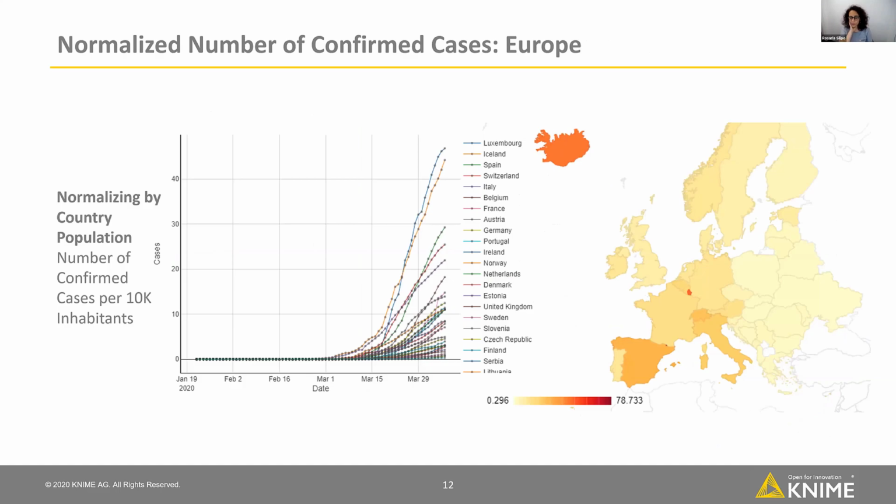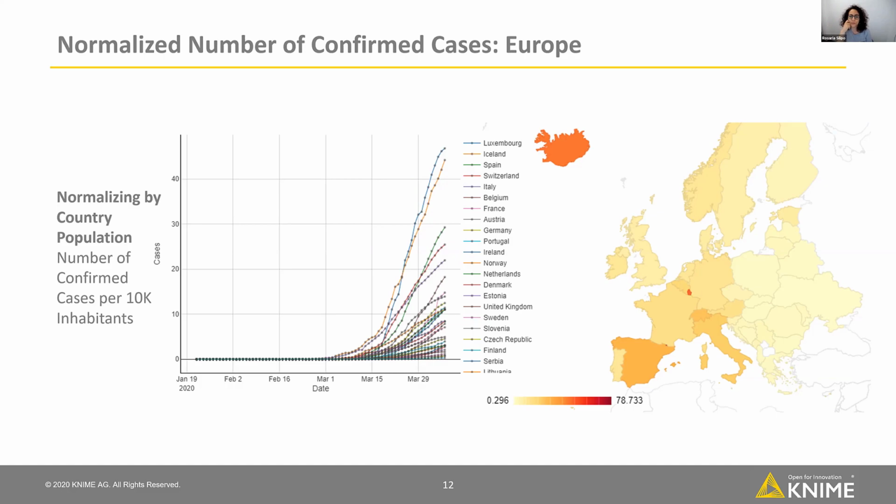Let's see Europe now. You remember, in Europe the highest curves were Spain and Italy. Then there was France, Germany, and then the United Kingdom and Switzerland. If we normalize by population size, so if we check the number of confirmed cases per 10,000 inhabitants, then we can see that Switzerland is actually going much higher in the scale of the worrisome countries.